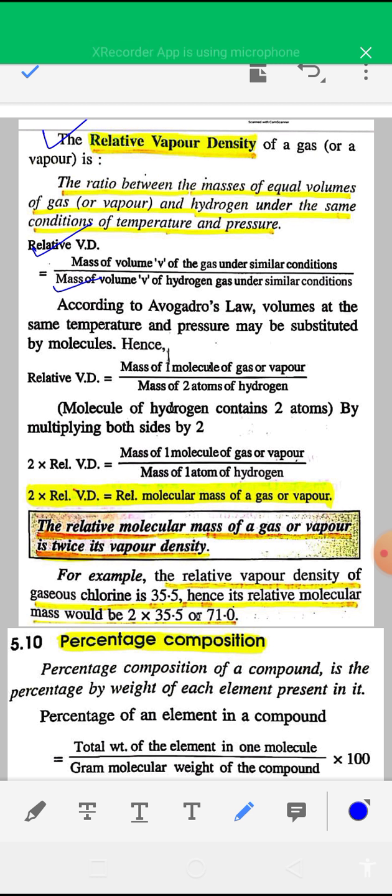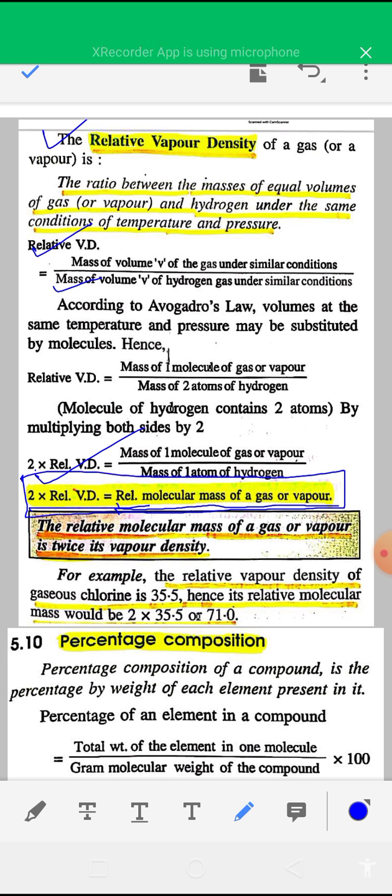And the relation between relative vapor density and molecular mass of a gas is: 2 into relative vapor density is equal to the molecular mass of the gas or vapor. So relative molecular mass, that is M, is equal to 2 into vapor density, 2 into Vd. This is the relation. You have to read this relation.